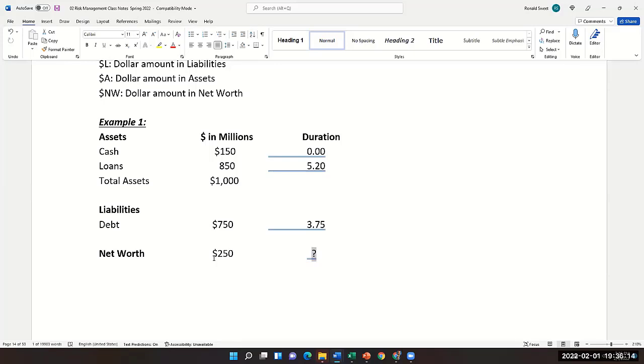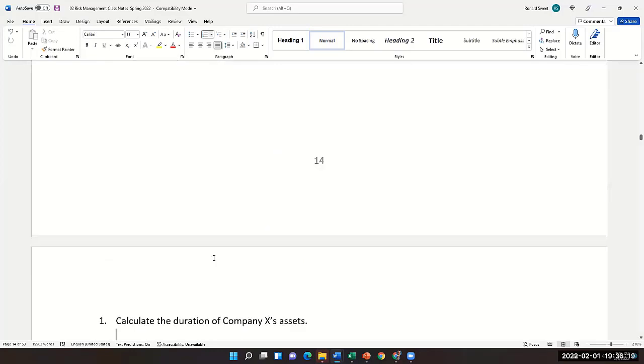So we'll talk about that. Banks don't do that, but pension plans do. All right, so we've got the data here. Let's just do the formulas.